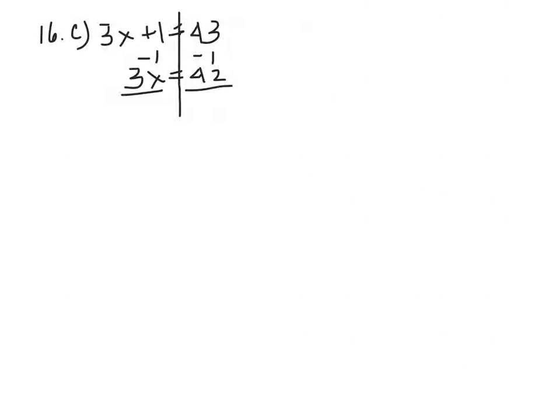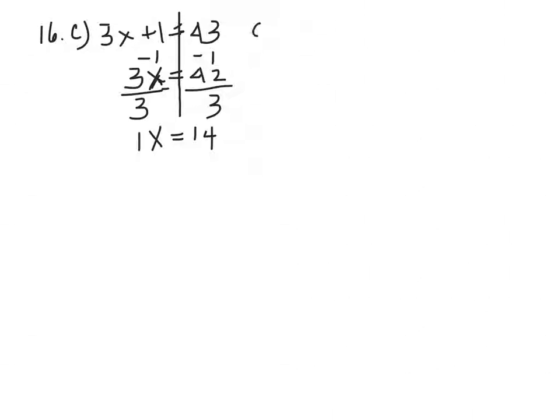And to figure out what x is, I just do the opposite. This says 3 times x, so the opposite of multiplication is division. I divide each side by 3. We always divide by the number in front of our variable because any number divided by itself equals 1x. 42 divided by 3, well, that's 14.